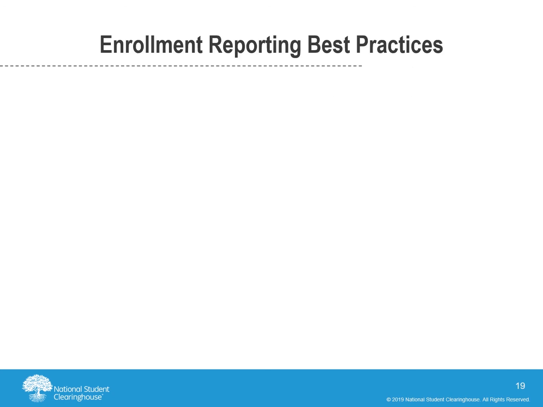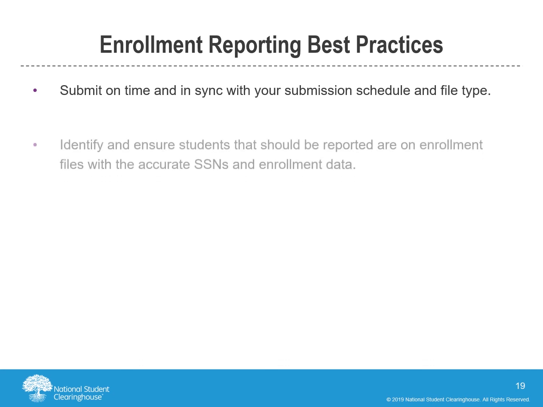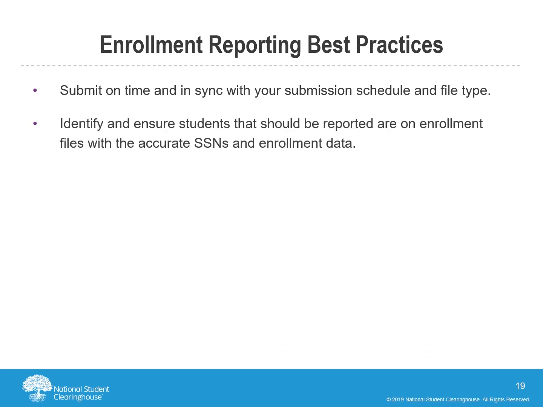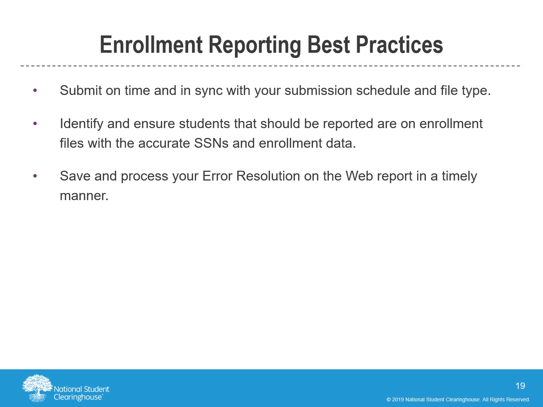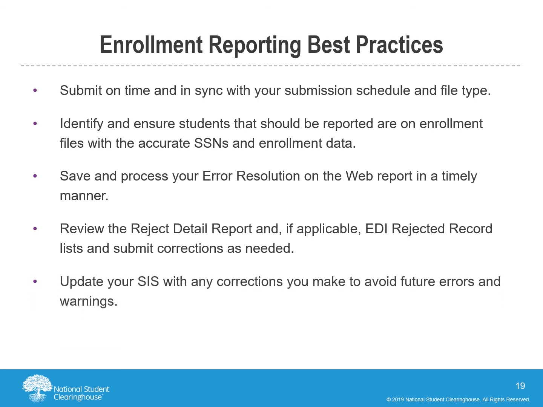Based on what we've covered today, here are some reporting best practices. Submit on time and in sync with your submission schedule and file type. Identify and ensure students that should be reported are on enrollment files with the accurate Social Security number and enrollment data. Save and process your error resolution on the web report in a timely manner. Review the Reject Detail report, and if applicable, EDI Rejected Record lists and submit corrections as needed. Update your student information system with any corrections you make to avoid future errors and warnings.